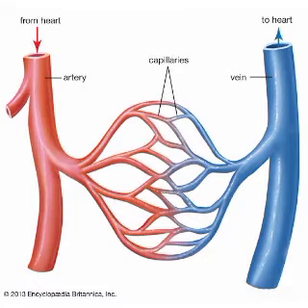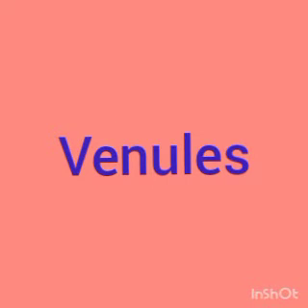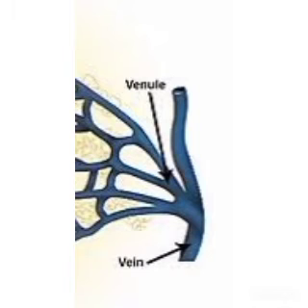Blood pressure is highest in the arteries but is considerably reduced as it flows through the capillaries. It is lowest in the veins. Okay, in the arteries the blood pressure will be very high, but when compared to the arteries it is low in the veins. Okay, now let us know about the venules.